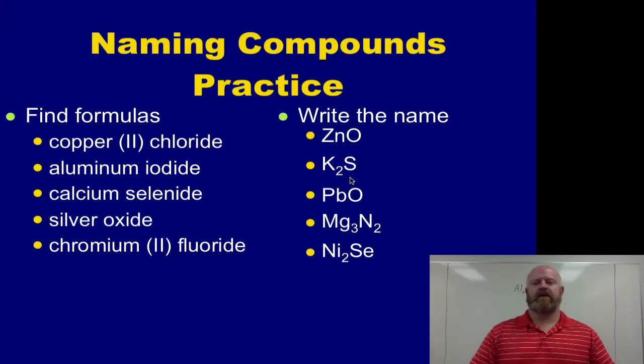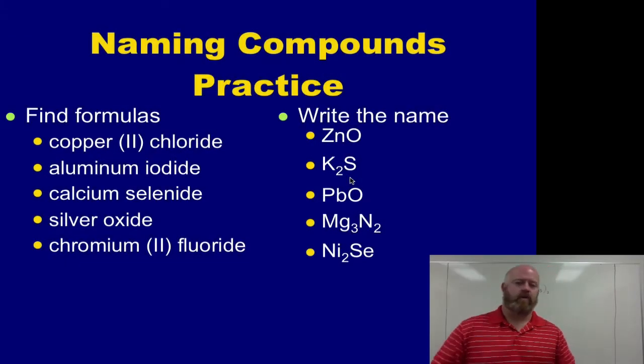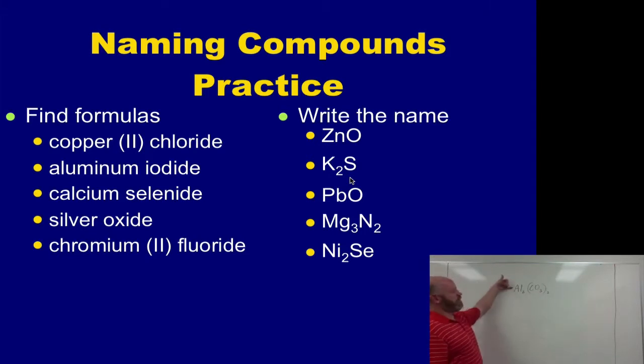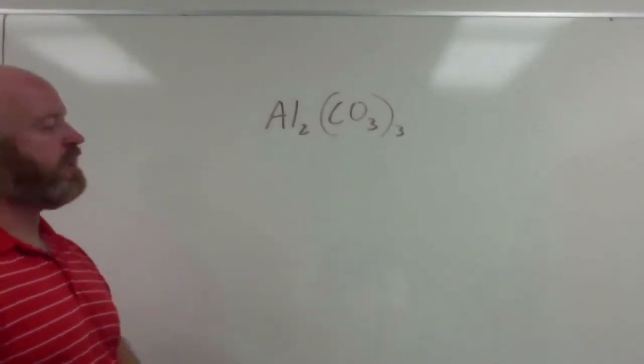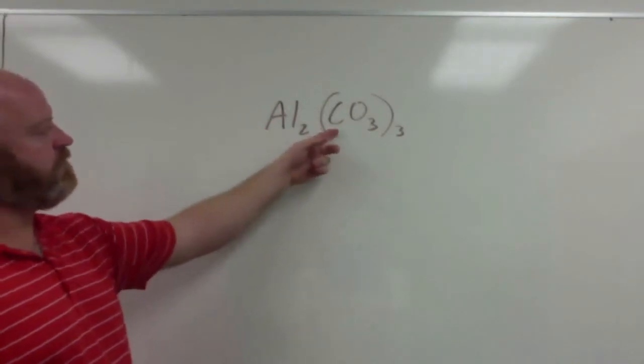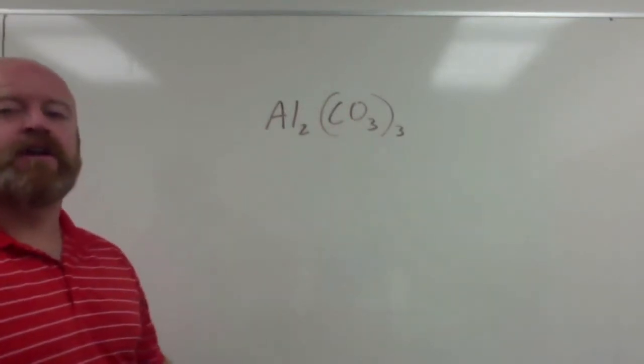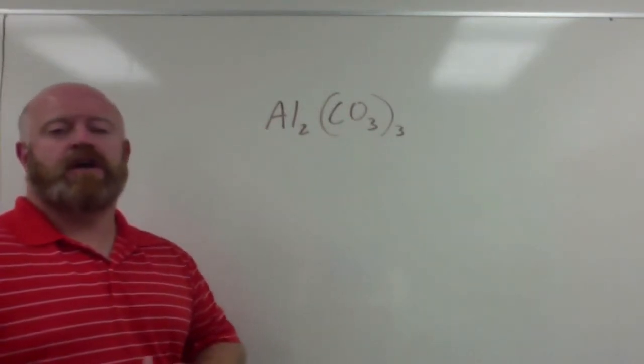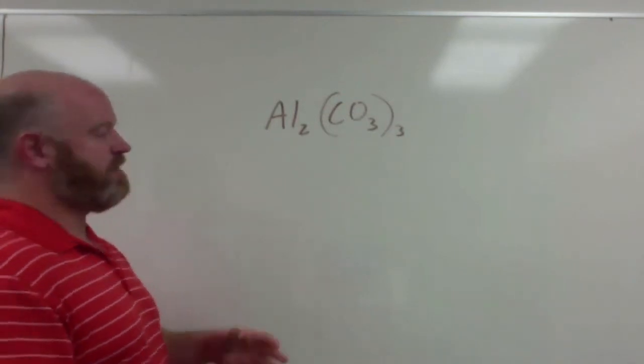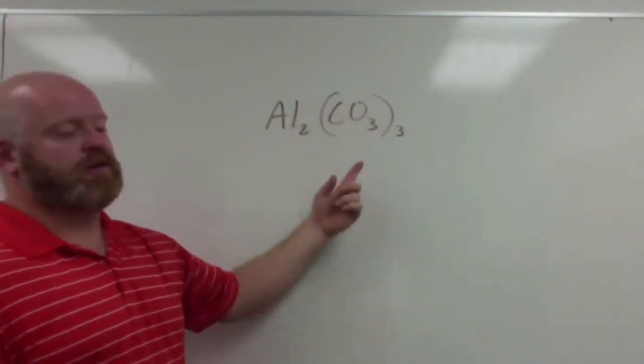What we want to do today is take a look at what happens when our ionic compounds get more complex. So we're going to start with a compound like this. If we take a look at this, we have Al2, CO3, and 3 outside of it. It looks much more complex at first glance, and you might say, how do I deal with all this stuff over here? What do I call that?